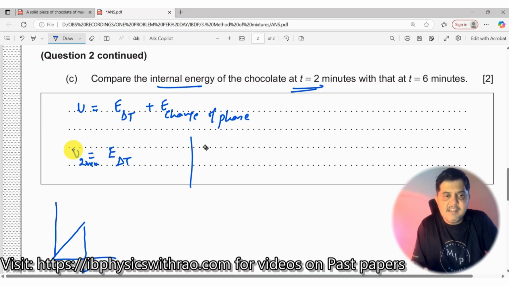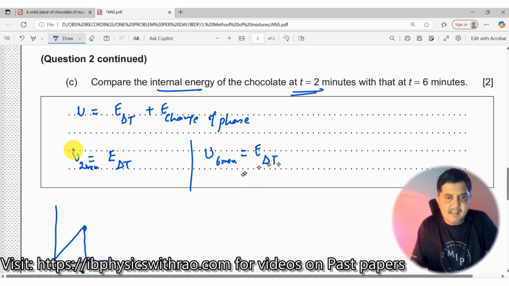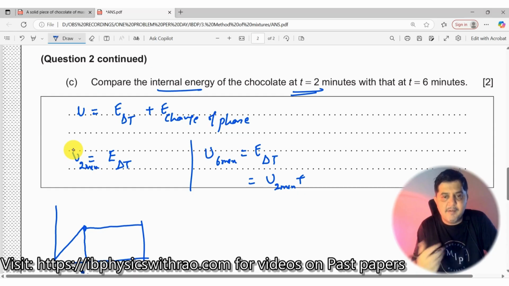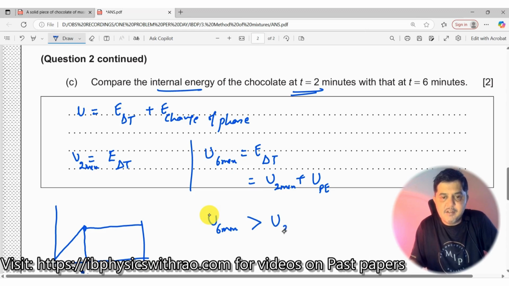Now, the energy at 6 minutes. Here, the temperature is already raised, so it has the given temperature term E delta T, which I can write as U2 minutes plus whatever energy was supplied over here. This went into breaking the bonds of the molecules, thereby increasing the potential energy, thereby converting the solid to liquid. So let me call this U potential energy, which means U6 minutes is larger than U2 minutes.